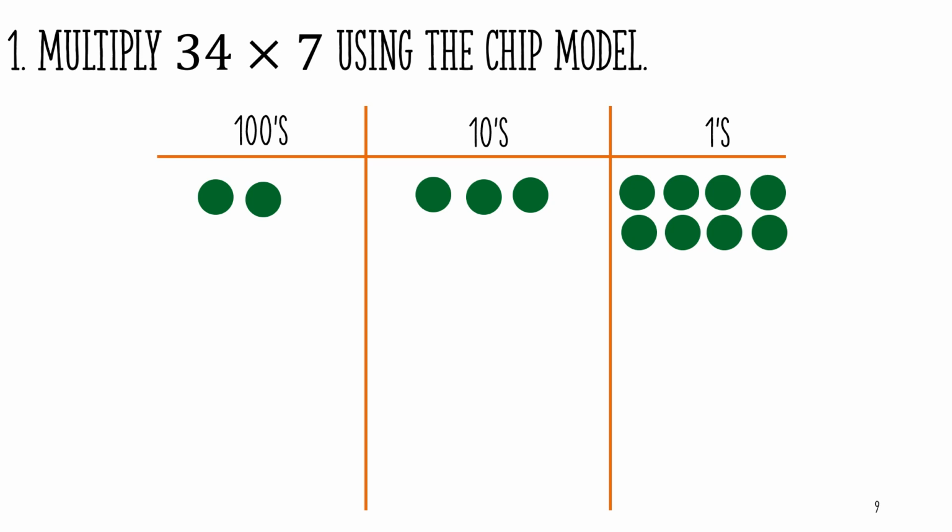And now here's my simplified product. I have 2 100 chips, 3 10 chips, and 8 1 chips. So that's 238. 34 times 7 is 238.